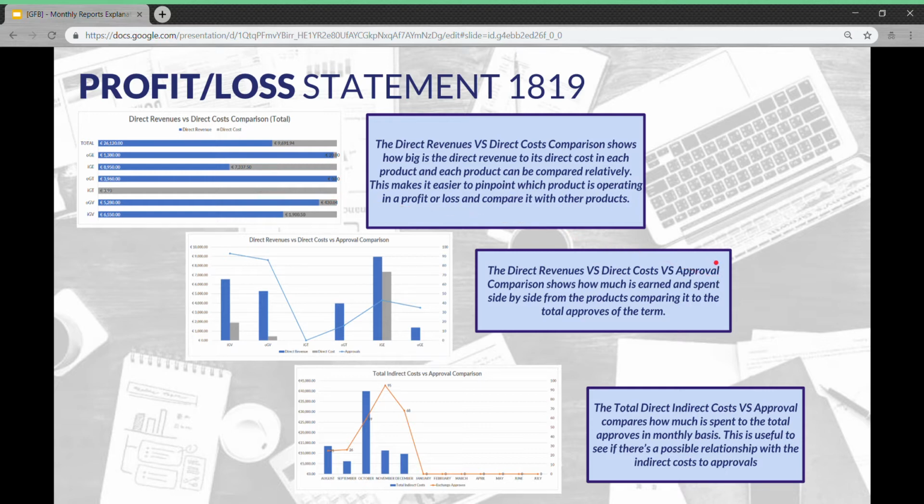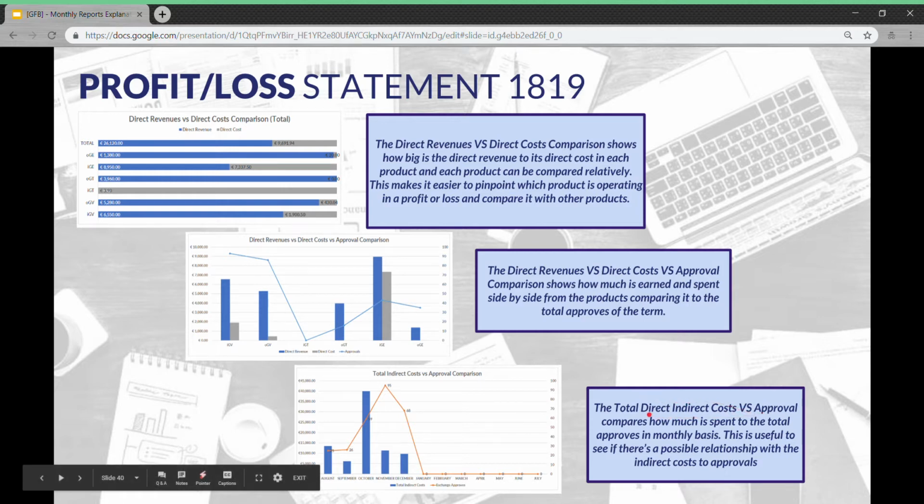Direct revenues versus direct cost versus approvals shows how much is earned and spent side by side by products, compared to the total approvals of the term. So this is more of a summary version of what's happening with the previous graphs that I just mentioned.